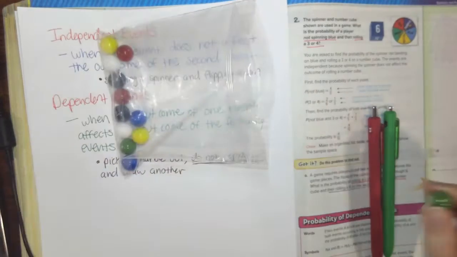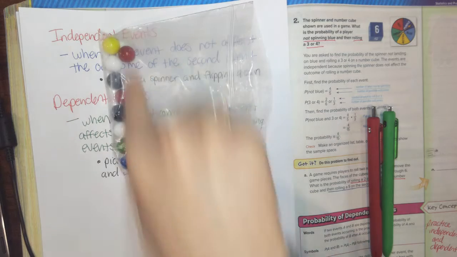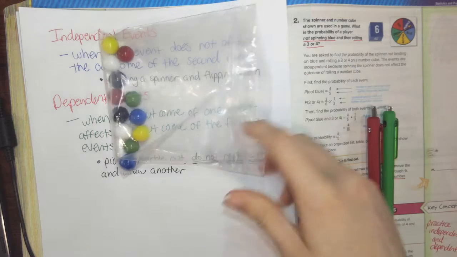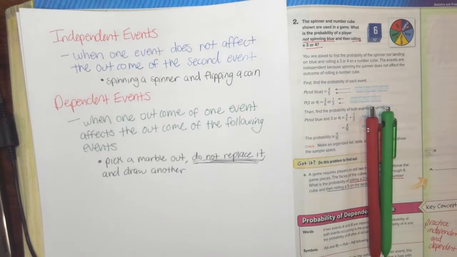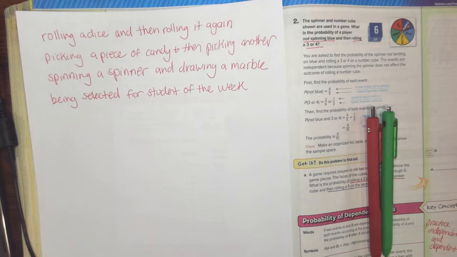I pull the green out. Now I only have 1 green compared to all of the others, so I have less green to choose from. So that's the difference between independent and dependent. We're going to practice this a second. It's going to pause the video and ask you what you think after each one, and then I'm going to tell you what it should be.